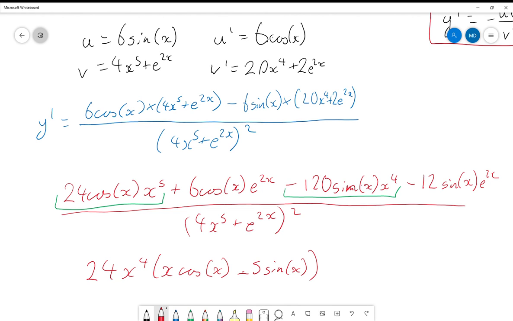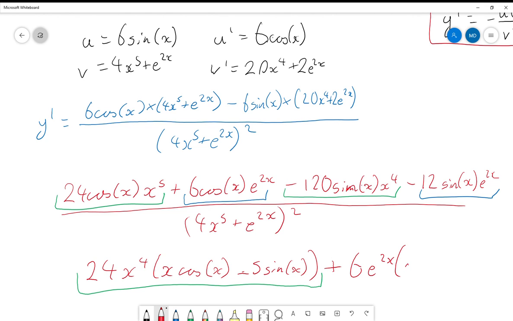And then we're going to add on, well, we're going to do these terms now. Yeah, make it clear that that's the green term. So we're going to get from that 6 cosine x e to the 2x. Well, the common factor we can factor out here is 6 e to the 2x. So we're going to take out 6 e to the 2x, and we're going to be left with cosine of x minus 2 sine of x. And that is our two blue terms.